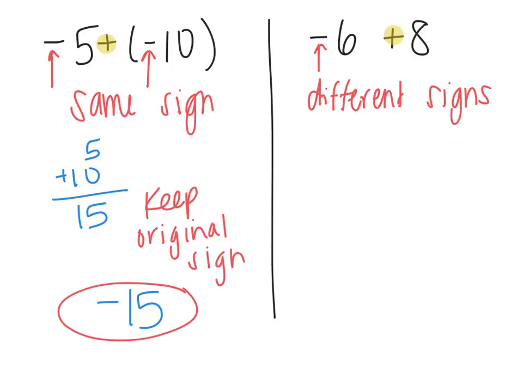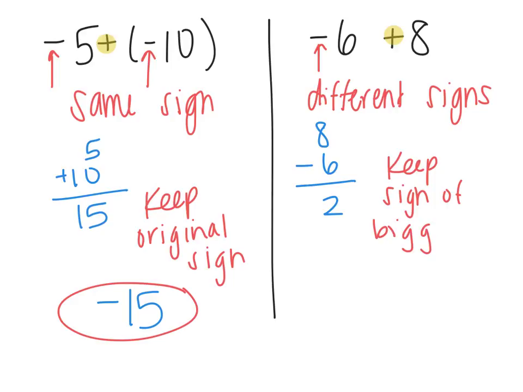So 6 and 8. 8 is my bigger value, so I'm going to do 8 minus 6, which gives me 2. Now I have to check, well, what sign do I want my answer to be? In this case, you keep the sign of your bigger number. So my bigger value is 8, which was positive, so my final answer is +2. Remember, we don't normally write the positive signs. I'm just doing it in this video to make sure you are aware that my final answer is positive.